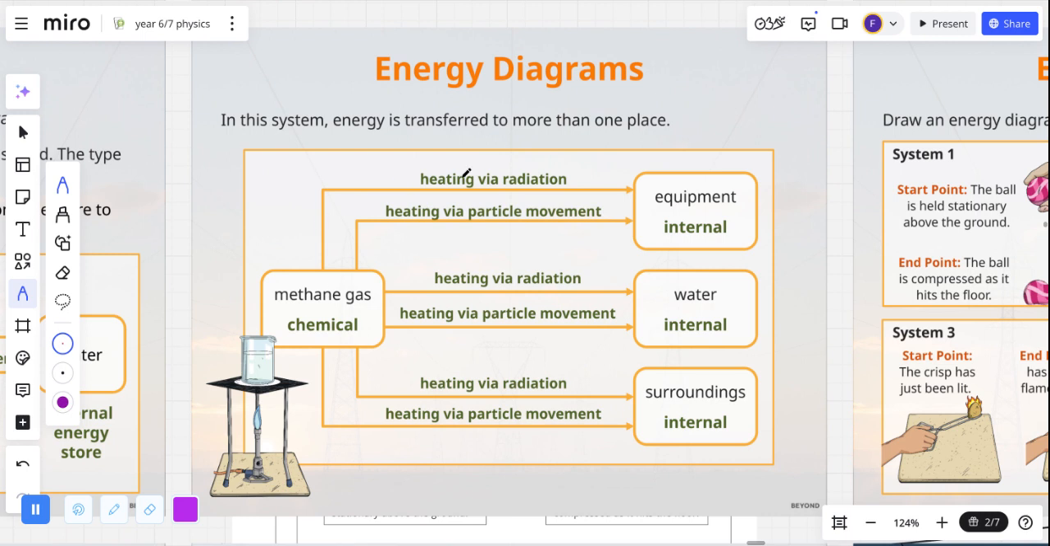So methane gas heats by radiation, not just the water, but also the equipment, the beaker, the gauze, the tripod. And it will also do it by really making the air hot around it. I mean, have hot particles of air hitting it. It will heat the water up, again by radiation and particle movement. It'll heat the surroundings up. So if you're quite close to it, you'd be part of the surroundings and you'd feel it.